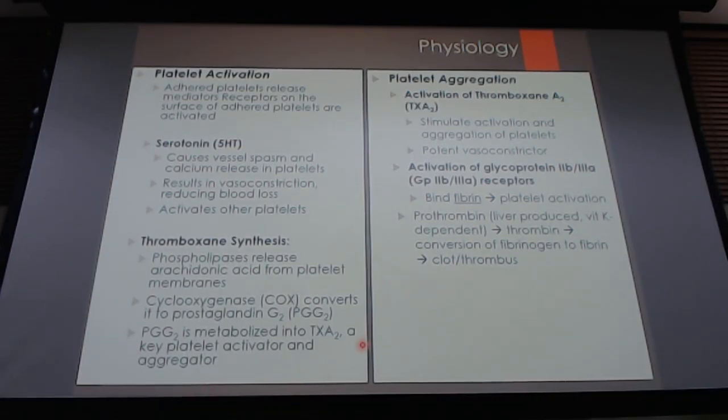When you look at your activation and your aggregation, okay, think about activation as what we've been talking about. There were some type of mediators that ended up getting released, and they're bringing everybody over. So your TXA, you have serotonin that could be in this. There's platelet aggregation factors. So all of those mediate. They say, hey, everybody, come over here, okay? That's all I need you to know.